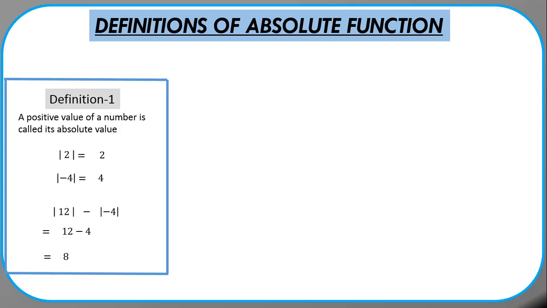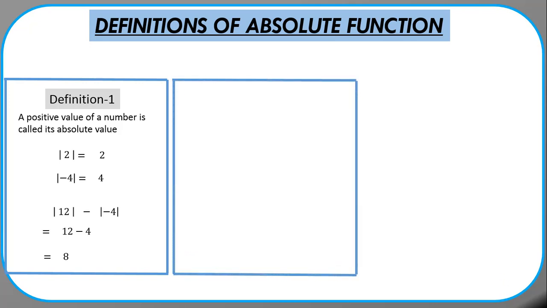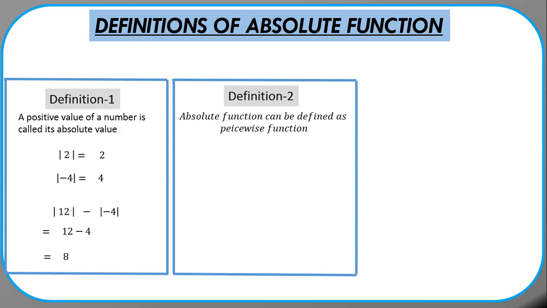Let us now move into definition number 2, which is the most reliable sort of definition for this absolute function. This second definition of the absolute function divides this absolute function into two pieces, and we call that the piecewise function.